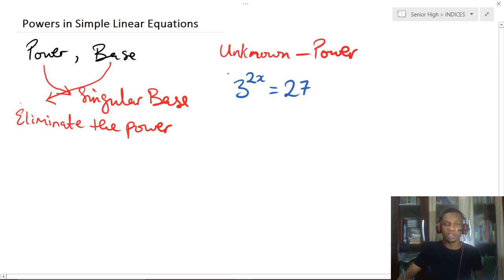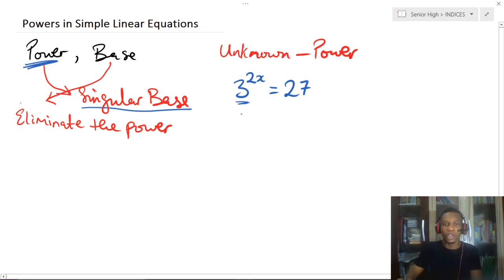And therefore I told you that if your unknown is a power, then write everything in a what? Singular base. So you look at this and check, is there a singular base I can find here? Yes. What is the base? The base here is 3, so I can write 27 in the base of 3. Is that not so? Yes, because in our previous class I showed you that 3 raised to the power of 3 is equal to 27. Is that okay?